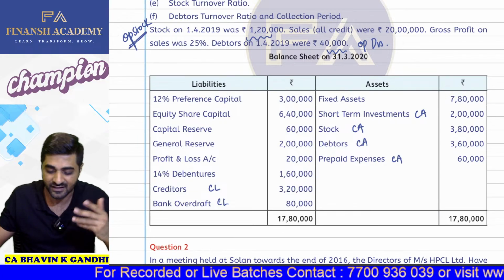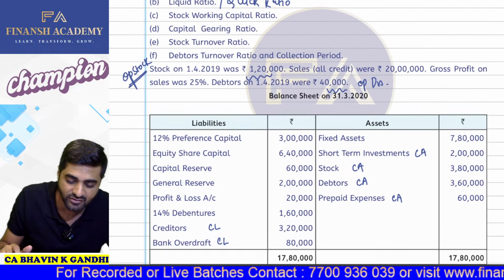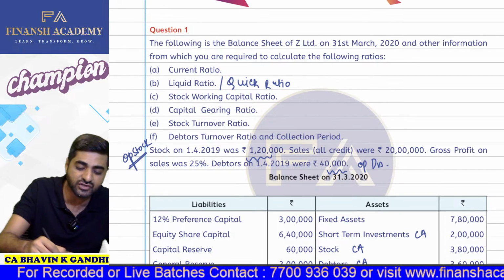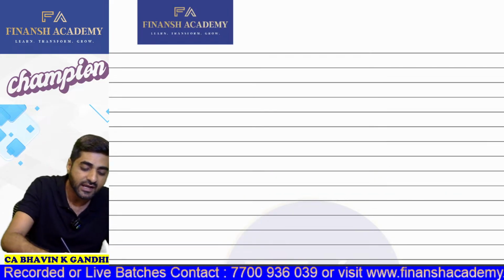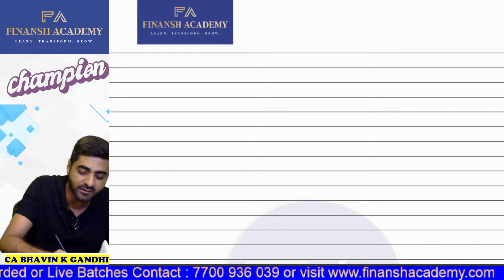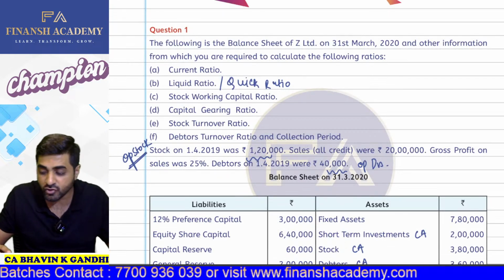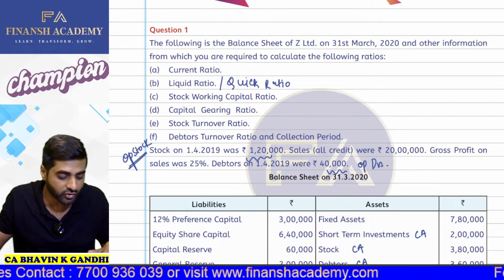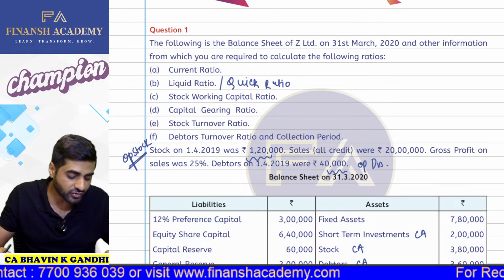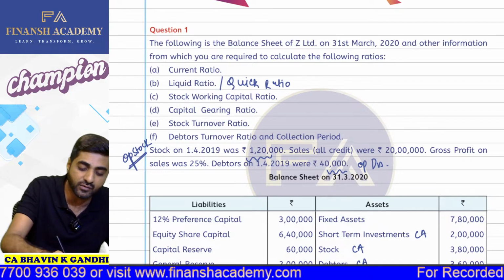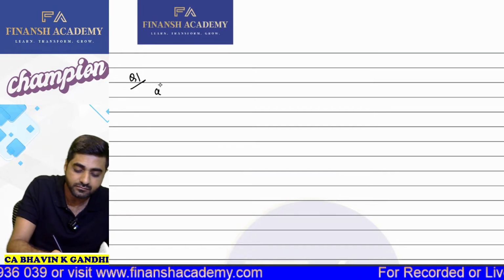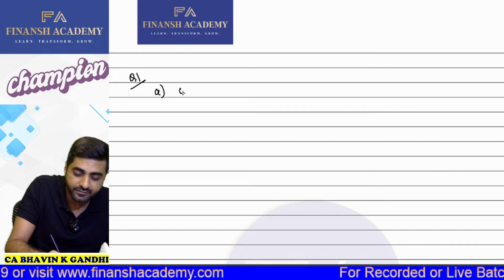Okay. Now, based on this, let us now start with the different types of ratios. So I just want you all to please go to your notebooks and write down solution now to question number 1. How should we approach? The first ratio which we are going to do is your current ratio. Okay. So now we will start with A part, current ratio.